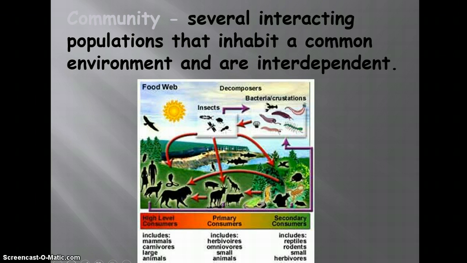Then we have community. Several interacting populations that inhabit a common environment and are interdependent. And there may be many environments within a community. So for example, at Wilson Lake, there's the lake environment, there's the woods environment. And there could also be many habitats within a community. And a habitat is just a physical location. So the habitat of a robin may be the tree. The habitat of the trout is going to be the lake. So an example of a community would be the blue jays, the raccoons, the squirrels, the deer, the robins, the rabbits, all out at Wilson Lake.